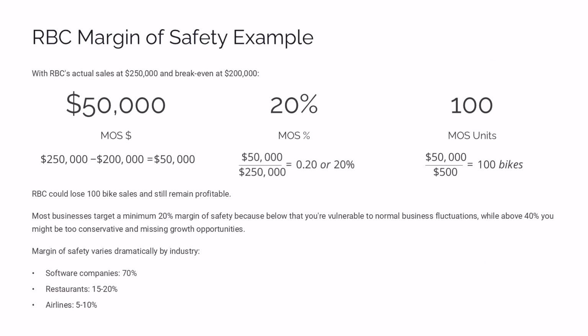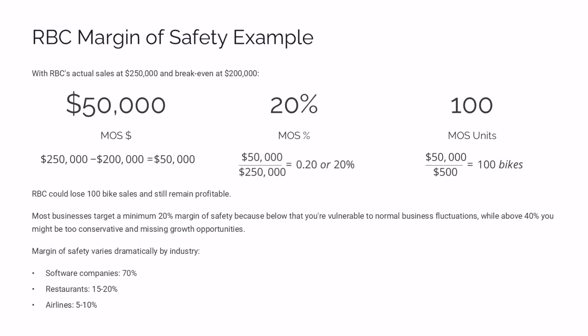RBC margin of safety. Example, the 20% rule. Let me show you exactly how to calculate margin of safety using RBC's numbers, which mirror the real economics of companies like Peloton and Mirror. And this calculation is so important that every single investment committee at every private equity firm and venture capital fund uses it to evaluate deals.